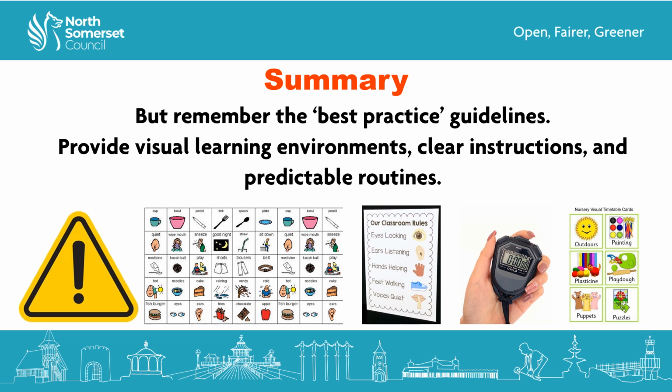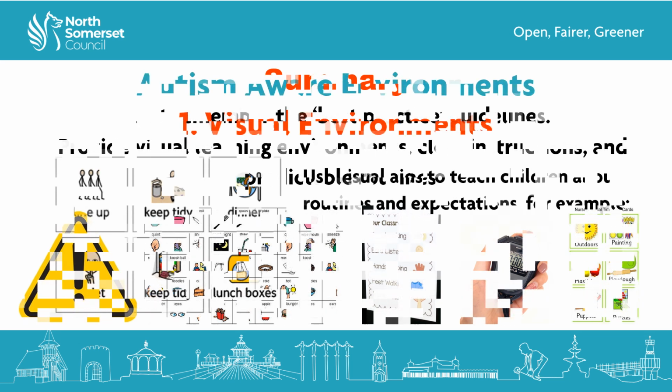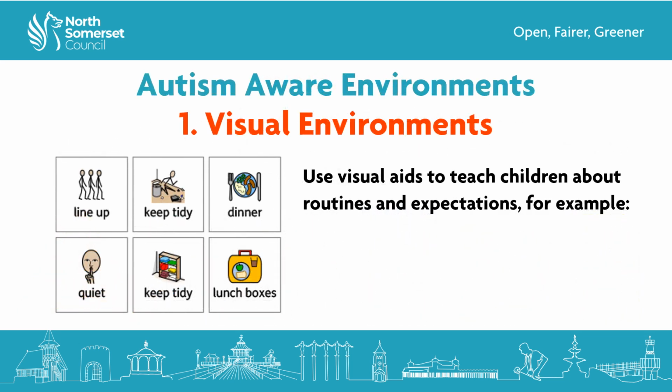First, let's start with a quick reminder of some of the best practice guidelines for supporting autistic young people in our settings. In particular, we want to provide visual learning environments, clear instructions, and predictable routines. So, what changes can we make to our primary school classrooms to achieve this? Well, we can start by thinking about how we create highly visual learning environments. This means environments which use consistent visual symbols to label different areas in the classroom, to mark out hazards, to remind young people about the rules, and to prepare them for upcoming activities.